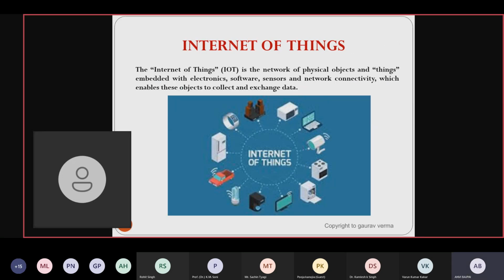And if somebody asks you for a simple definition of IoT, in 3 lines you can explain that the Internet of Things is the network of physical objects and things embedded with electronic software, sensors, and network connectivity, which enable these objects to collect and exchange data. Right. So this is the simplest definition, if somebody asks you how you can define IoT, you can provide this simple definition in the context that I told you.